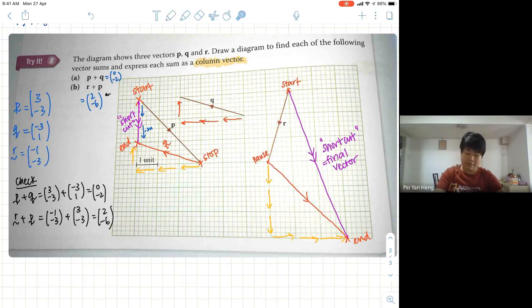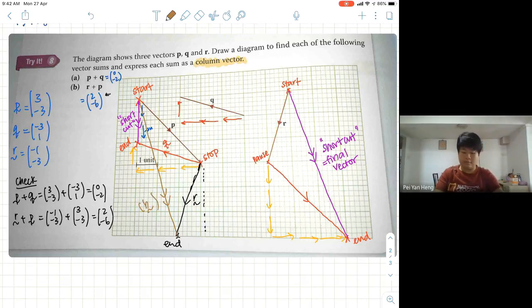So if I start with P, and then I want to add R. Now R, we are walking downwards by 3 units. So we have 1, 2, 3 units. And then from here, we walk to the left by 1 unit. So we end up here. This is vector R. If you can see, this is going to be very messy. There is a vector here. This is for part B.